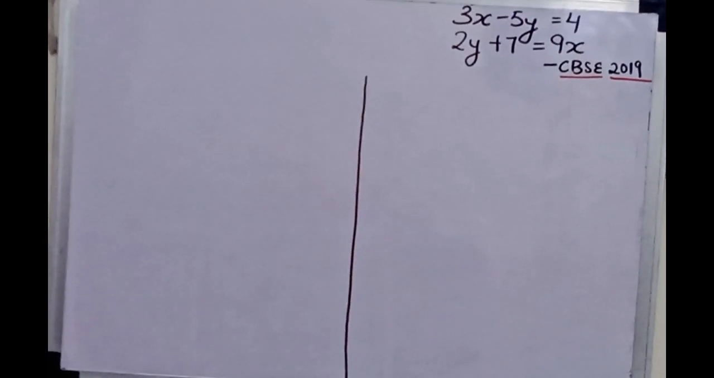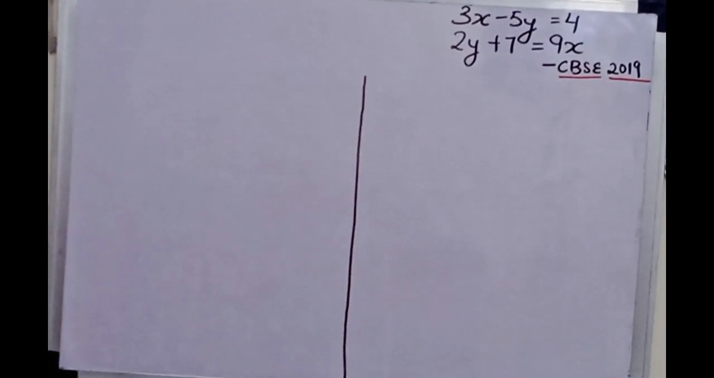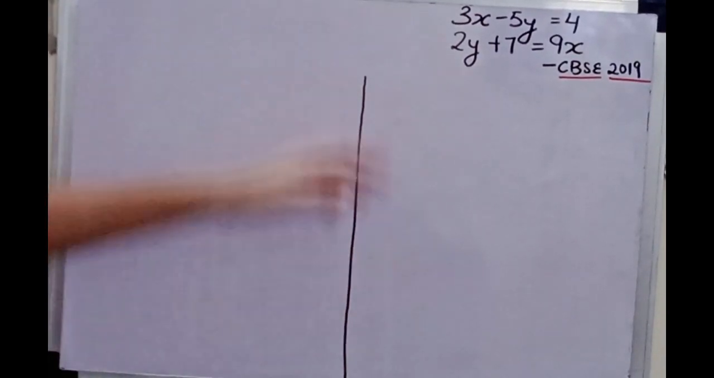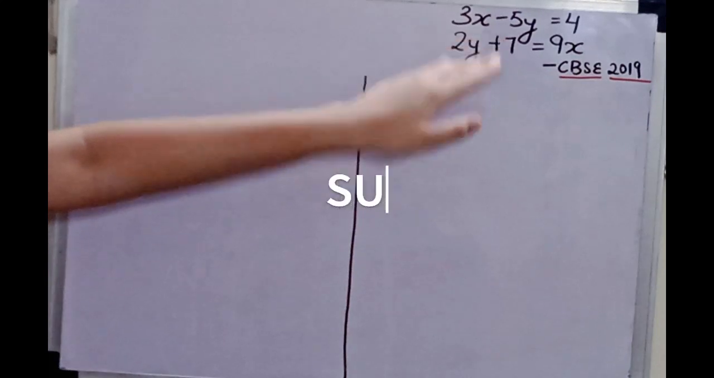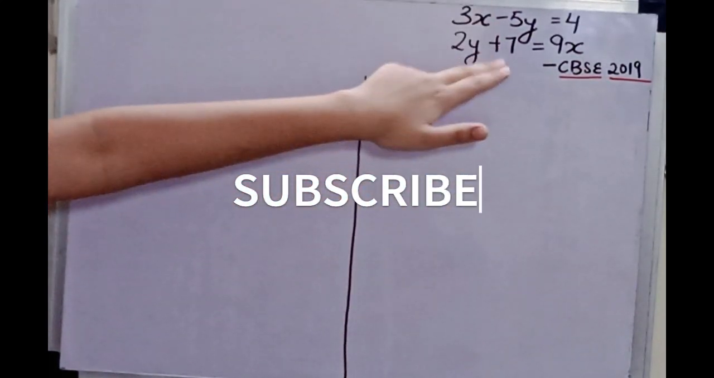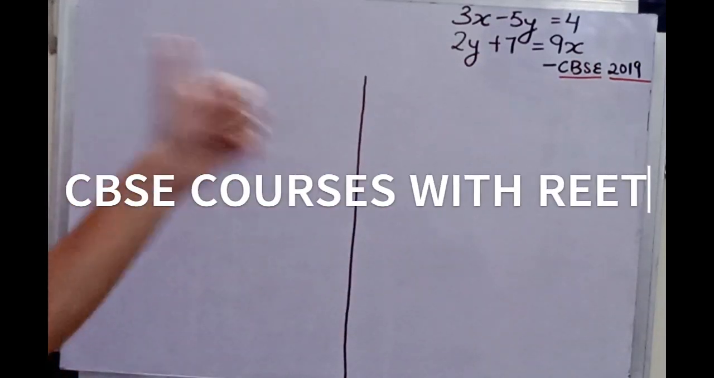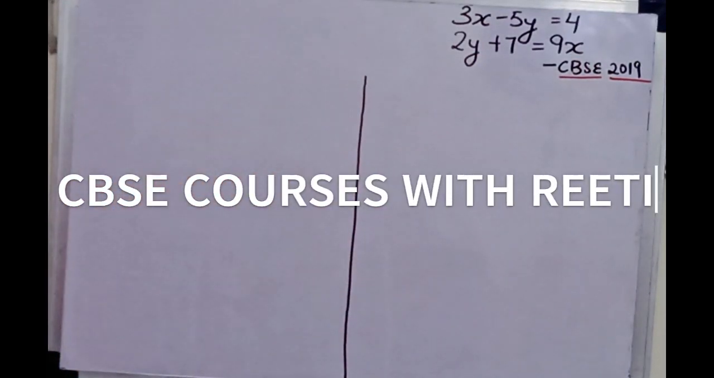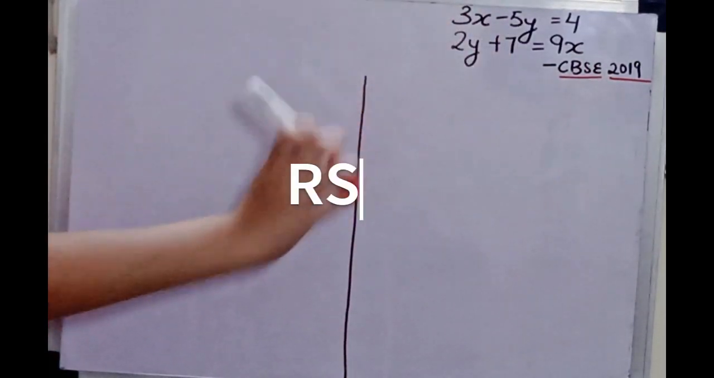Today we are going to discuss a few questions from the chapter Linear Equations in Two Variables, R.S. Aggarwal. The first question here is 3x minus 5y equals 4 and 2y plus 7 equals 9x. In this question we have to find the value of x and y.